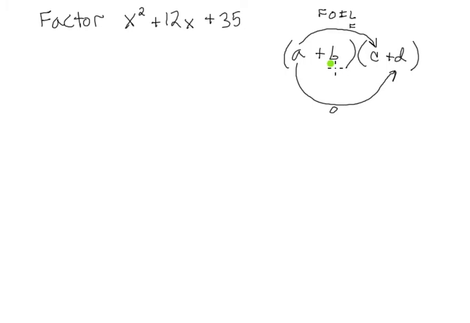And then the I part would be multiplying the inner terms together, and then the L part would be multiplying the last terms together. So then what we're going to do is factor this trinomial, or reverse the multiplication on it, reverse the FOIL on it, to come up with these two similar binomials. So if we look at this, we can just go ahead and draw these two sets of parentheses to get ourselves started.